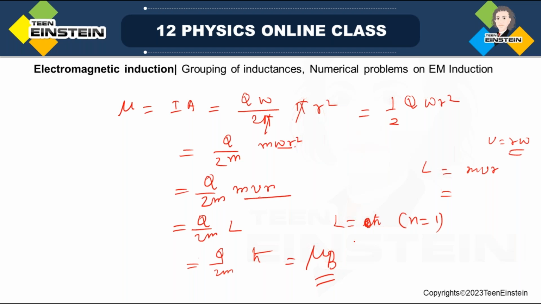Now the question is that we have to find out the change in the magnetic dipole moment. So dear students, how do we solve for the change in the magnetic dipole moment?